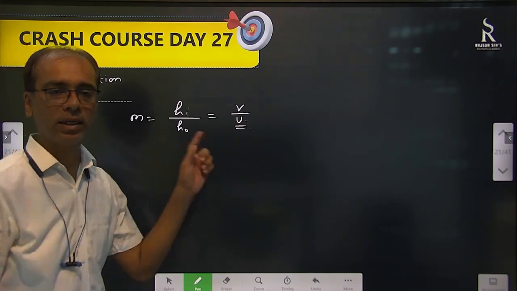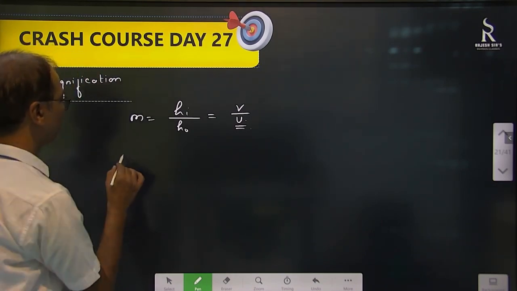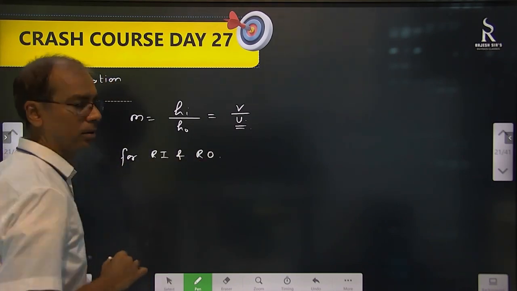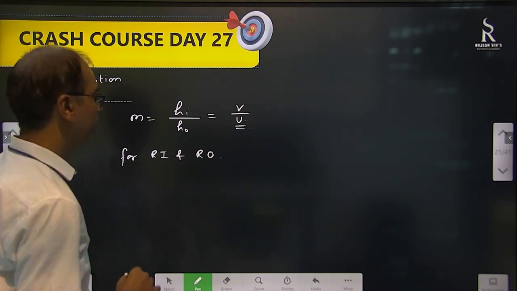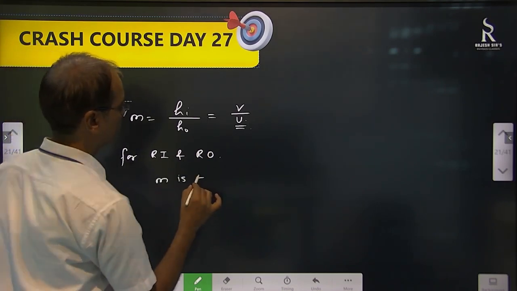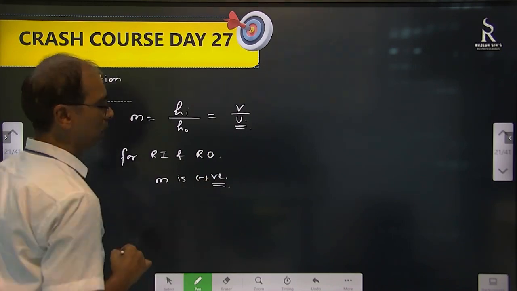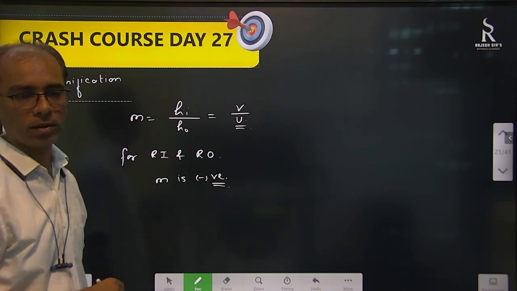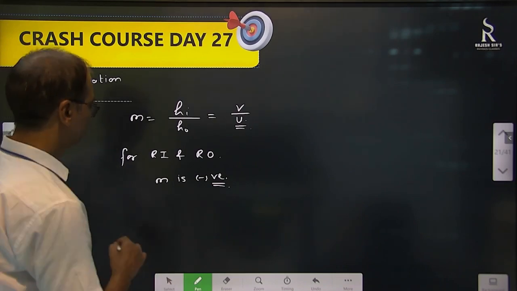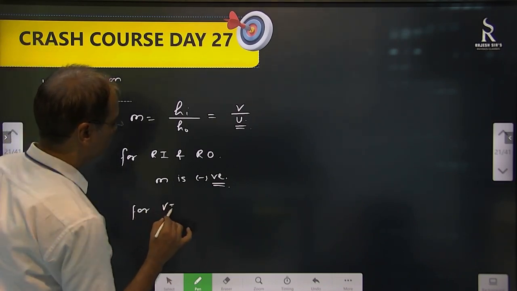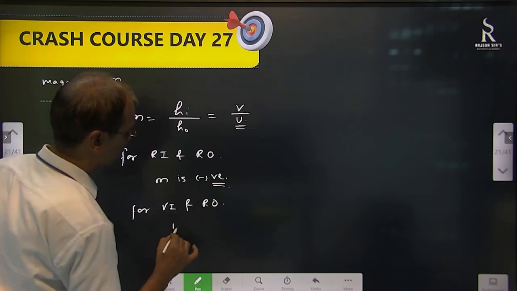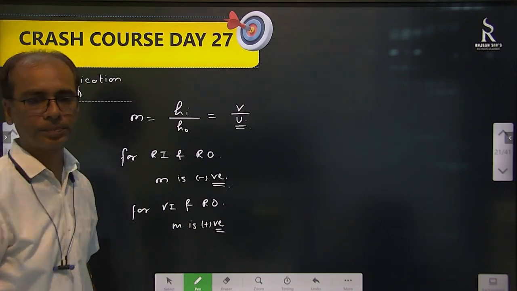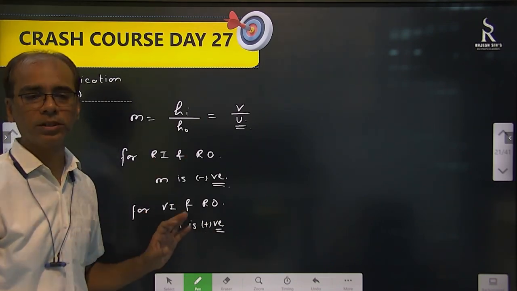Plus v by u in the case of lenses. But suppose I say for real image and real object, then is magnification positive or negative? Negative. M is negative. For virtual image and real object, magnification is positive. Virtual image and real object, M is positive. Remember that. That's it.